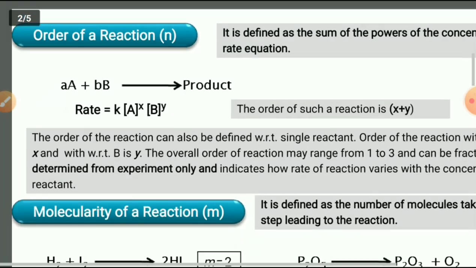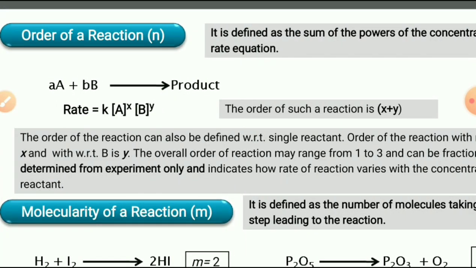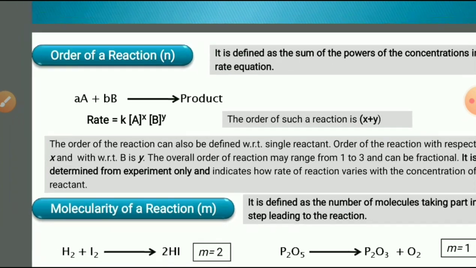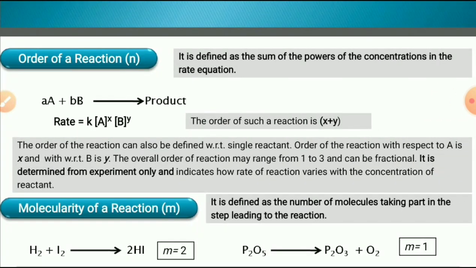The order of reaction can also be defined with respect to a single reactant. The order with respect to A is x, as we saw earlier, and with respect to B is y. The overall order of reaction may range from 1 to 3, and it can be fractional also. Generally, it is determined from experiments only, and it indicates how the rate of reaction varies with the concentration of the reactants. So this is the order of reaction, and it is found out experimentally only.